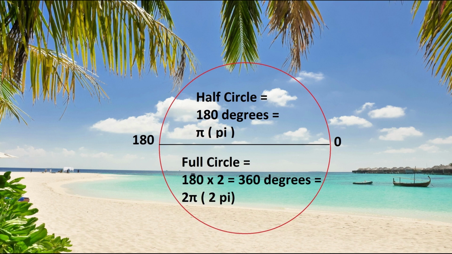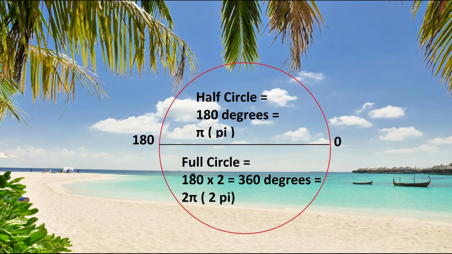In terms of radians, this whole circle is equal to 2 pi, and in terms of degrees, meaning angle, how much angle does a circle give? A complete circle gives you 360 degrees, and that 360 degrees is equal to 2 pi.